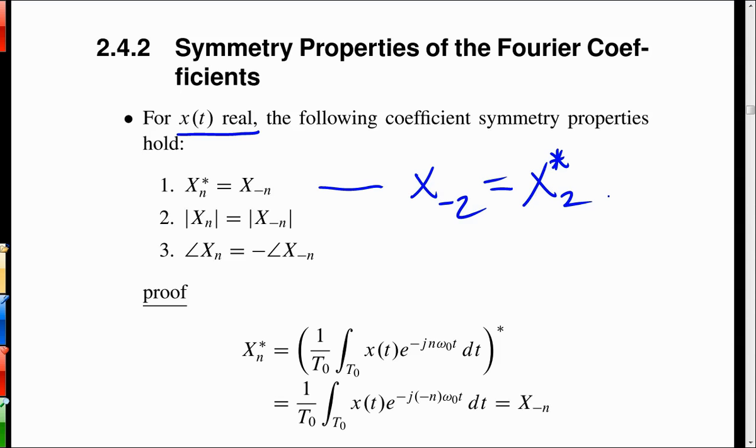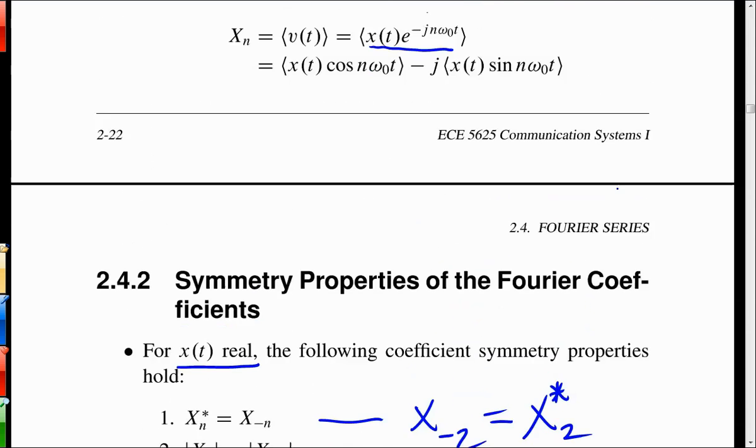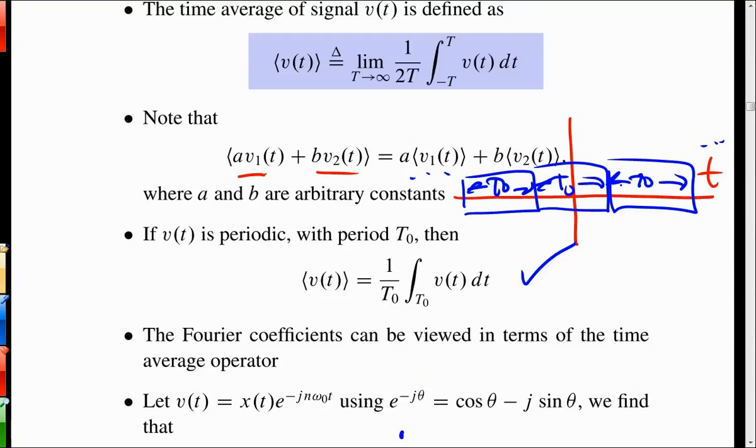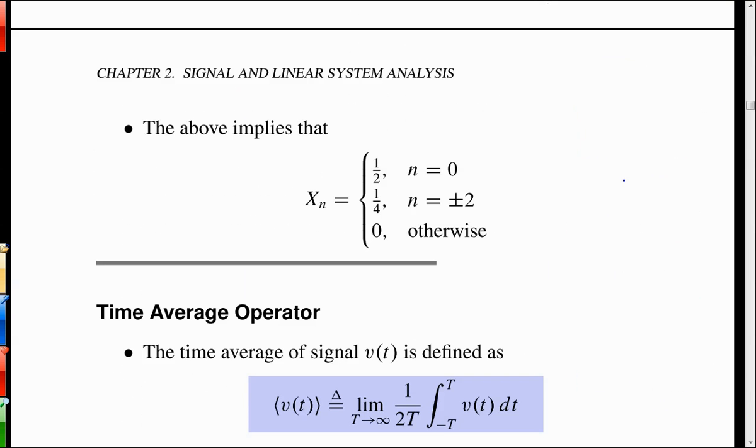And if one quantity is the conjugate of the other, that means the magnitudes are equal and the angles are opposite, right? So if I dial back to this simplified expansion over here, that's how come at plus and minus 2 we were getting 1/4, because it's 1/4 and the conjugate of 1/4 is still 1/4. So that's the symmetry property.